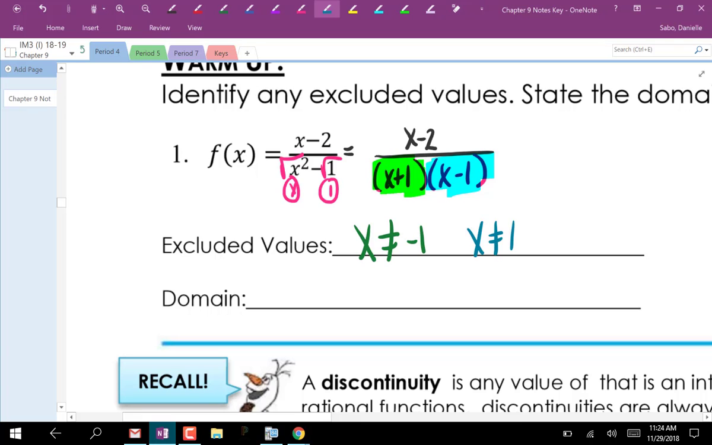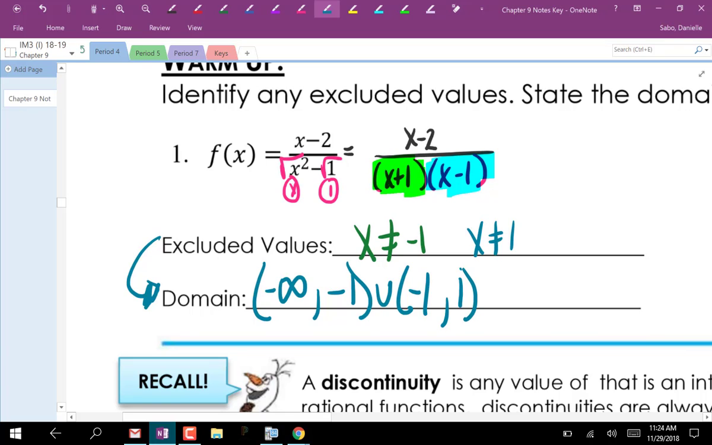Now I asked you for the domain. That's going back to Tuesday, since we had a snow day on Monday. And we talked about using these excluded values from left to right on the number line to help us with our domain. What do we always start with for our domain? Good, negative infinity. Which one is smaller, -1 or 1? -1. So I go from negative infinity to -1. Wherever I stop is now where I start. That's why I'm starting back up at -1. Then I'm going to go to my other excluded value, which is 1. And then wherever I stop is where I start. So from 1 to positive infinity.